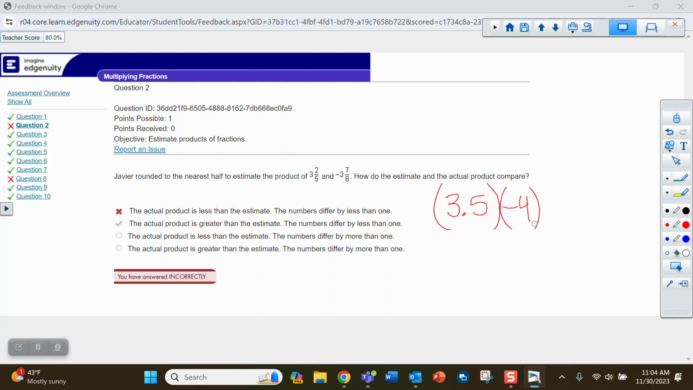Pay attention with a negative. That's actually rounding down, right? Negatives, the bigger the digit, the smaller the number because it's negative. So when I multiply 3.5 times -4, I get -14. So that's a pretty good estimate.